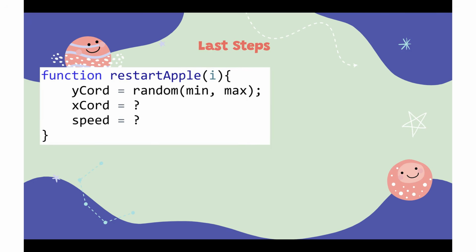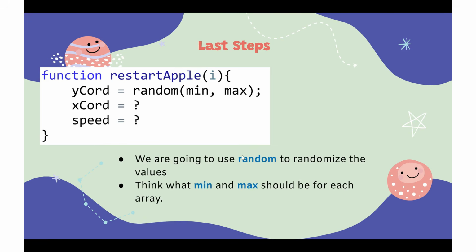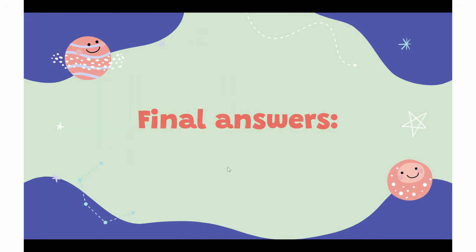All right. So this is our function, restart apple. So we have the y coord, the x coord, and the speed, and we're going to set it to a random min-max. We want to make sure that min and max are correct values. So for example, if the min is too low for the x coordinate, or the max is too high, then the apple might appear off screen, which would not be good. All right, go ahead and try all that on your own, and then if you're stuck, I will reveal the final answer.